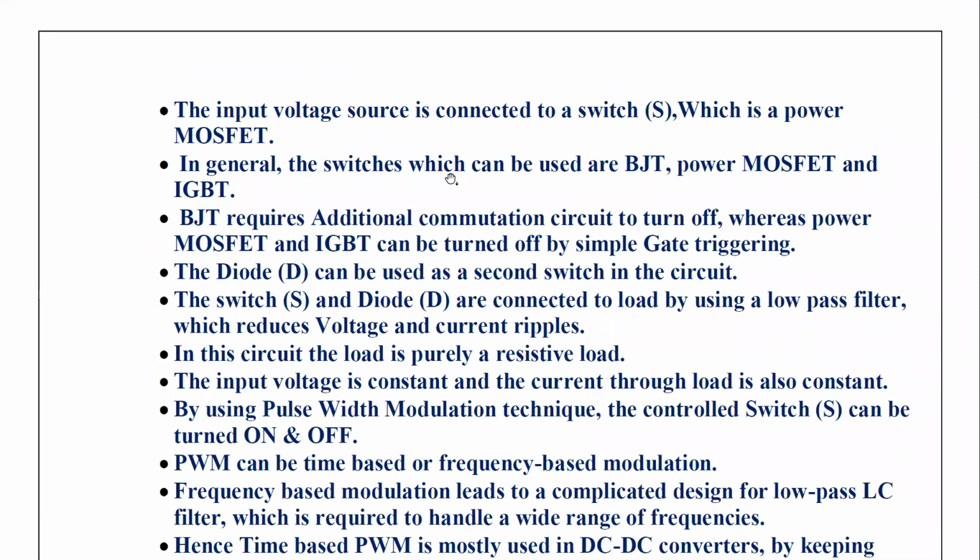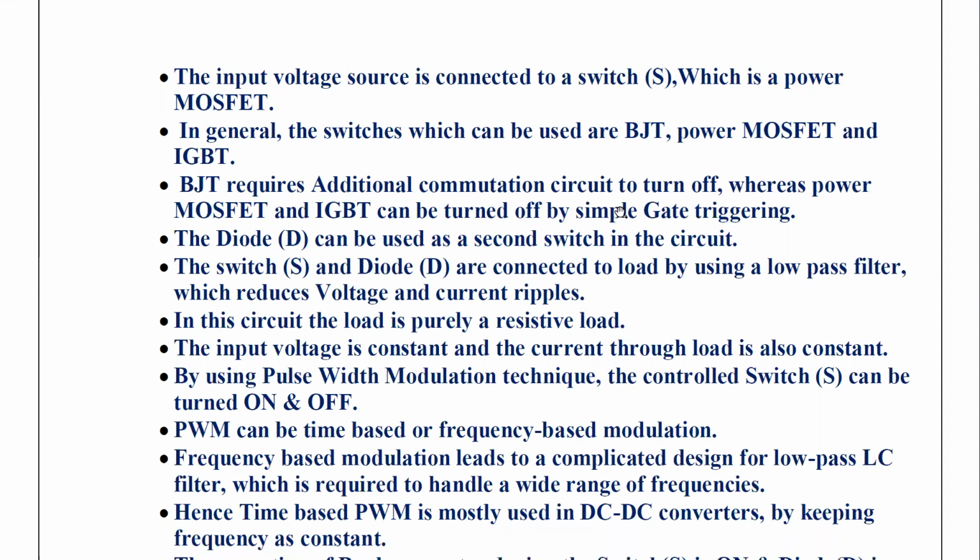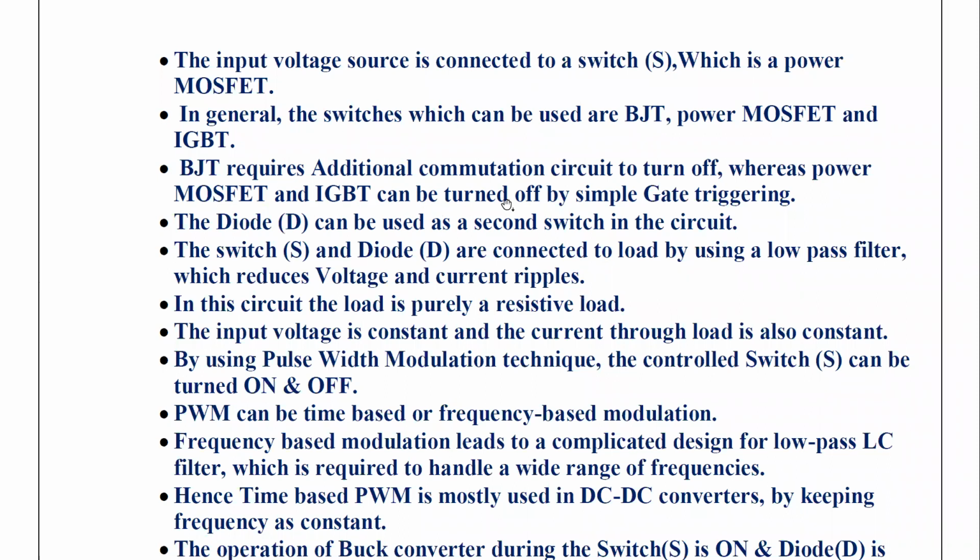The input voltage source is connected to a switch, which is a power MOSFET. In general, the switches used are BJT, MOSFET, or IGBT. BJT requires an additional commutation circuit to turn off, whereas the power MOSFET and IGBT can be turned off by a simple gate trigger. This we have discussed. The diode D is used as a secondary switch, and the switch S and diode D are connected to the load by a low pass filter, inductor and capacitor, which reduces the voltage and current ripples. In this circuit, I have taken a purely resistive load, the input voltage is constant, and the current through the load is also constant.